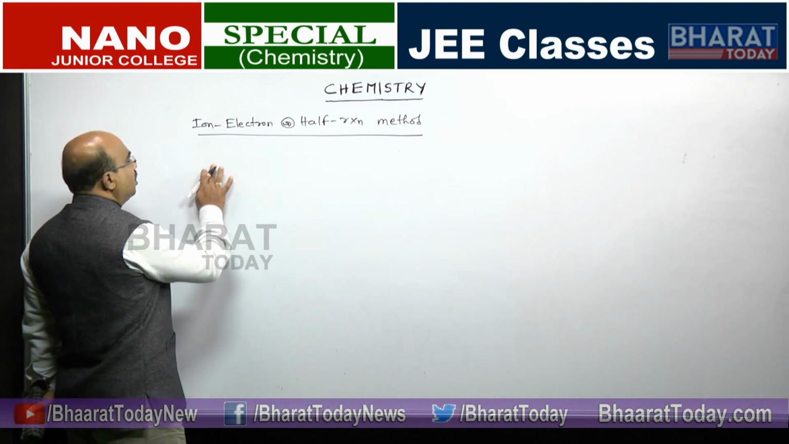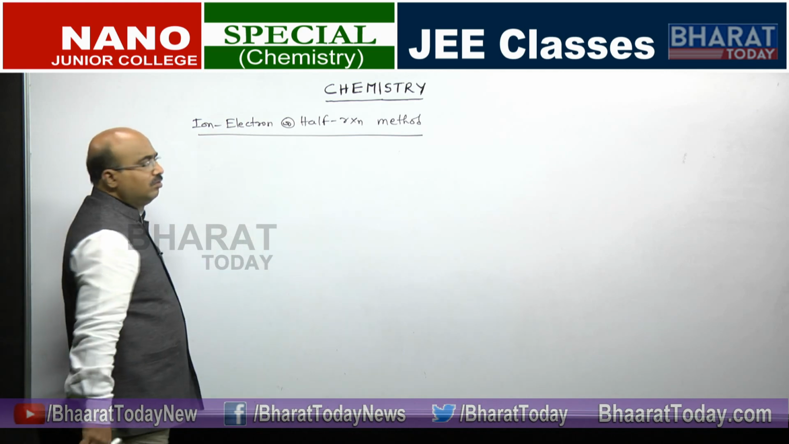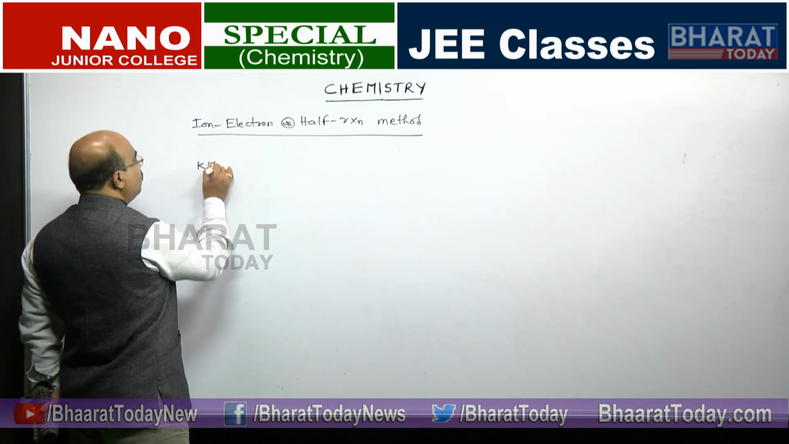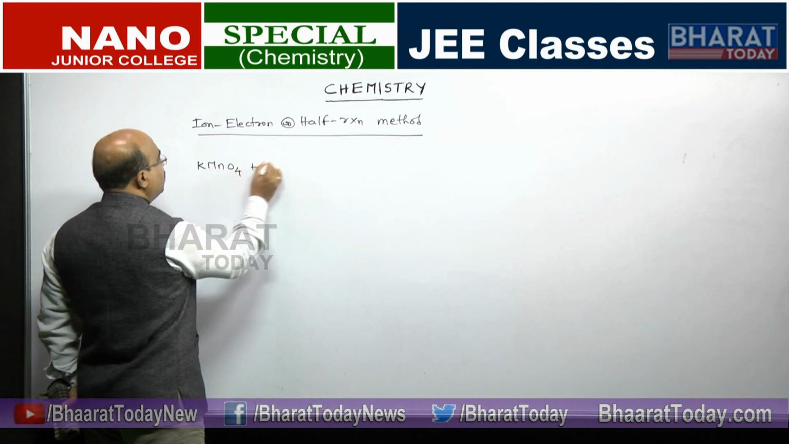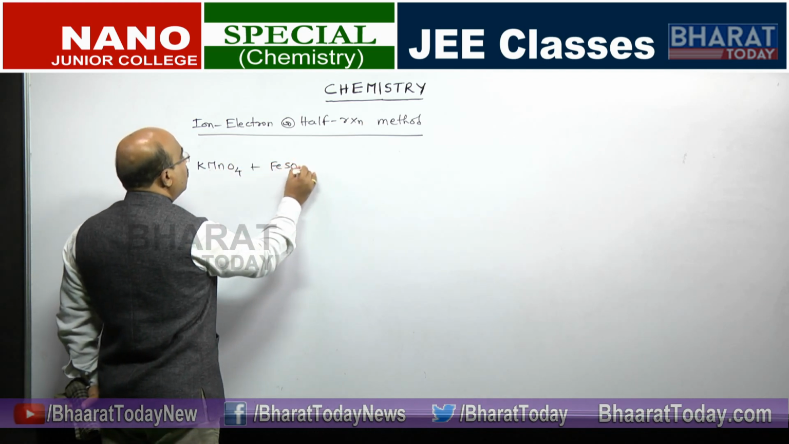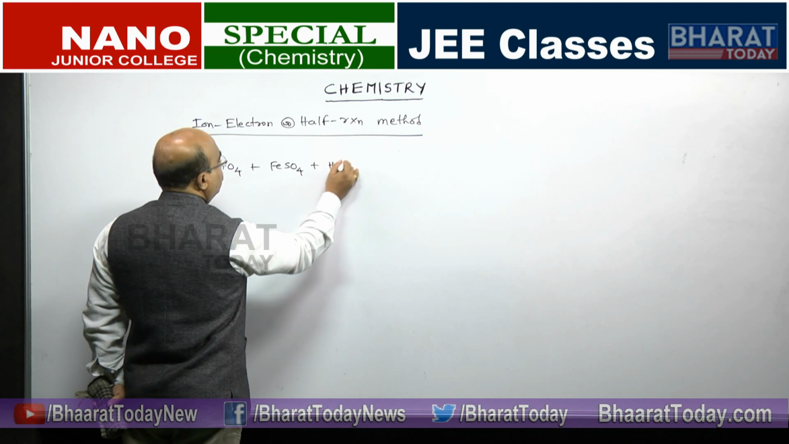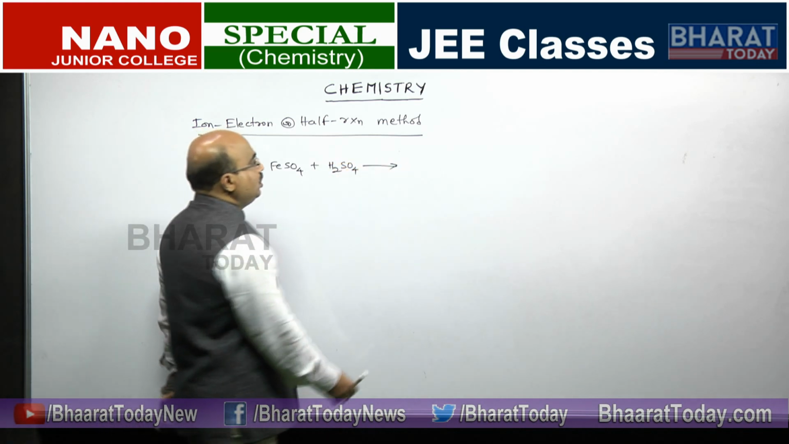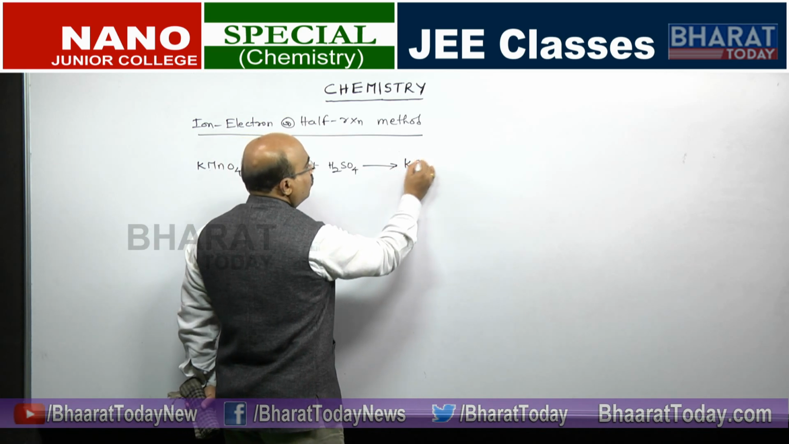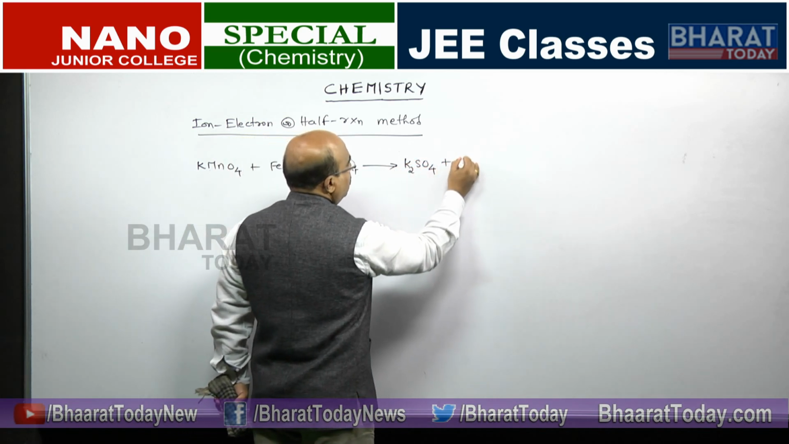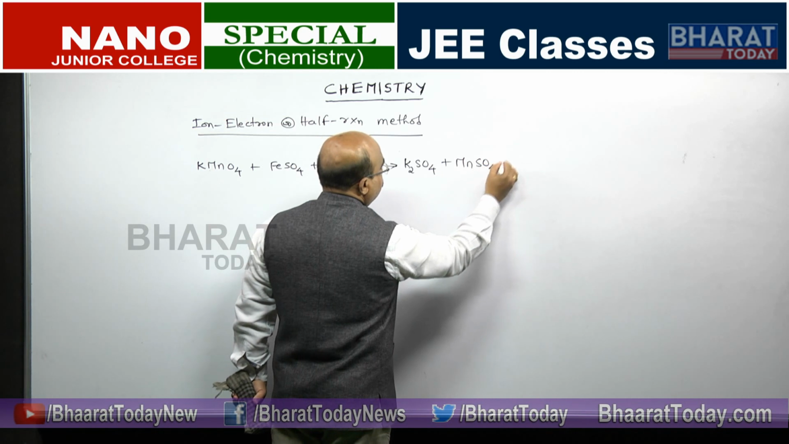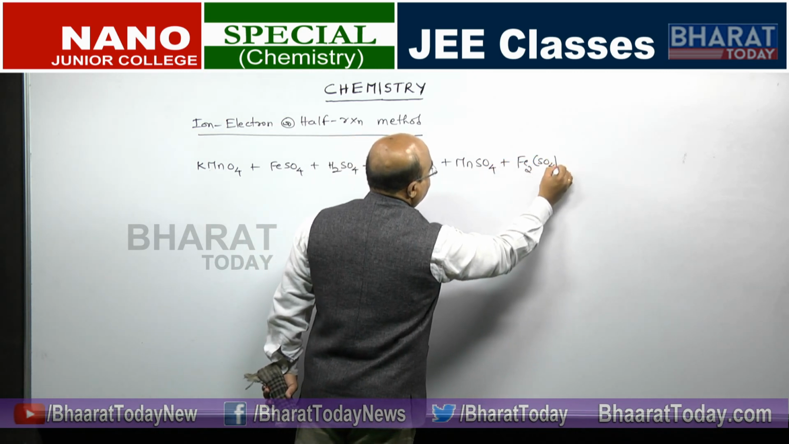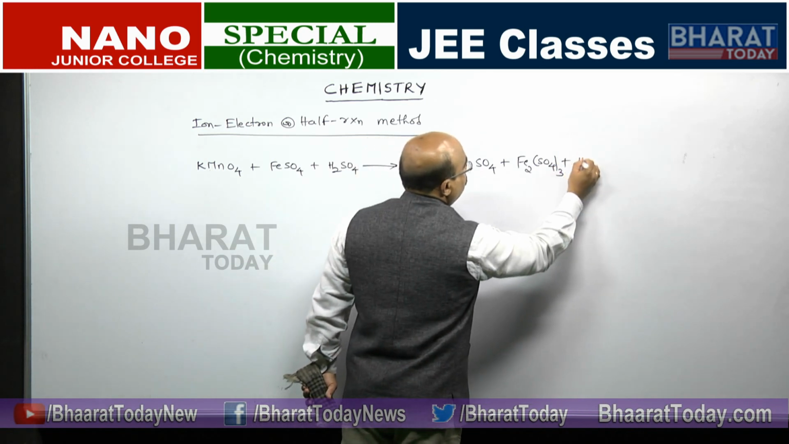So, let us take a simple equation I just take now. We will see in the other session, maybe starting this procedure now. Let us take a simple equation like KMnO4 reacting with FeSO4 with acid in it, converted as K2SO4, MnSO4 plus Fe2(SO4)3 plus H2O.